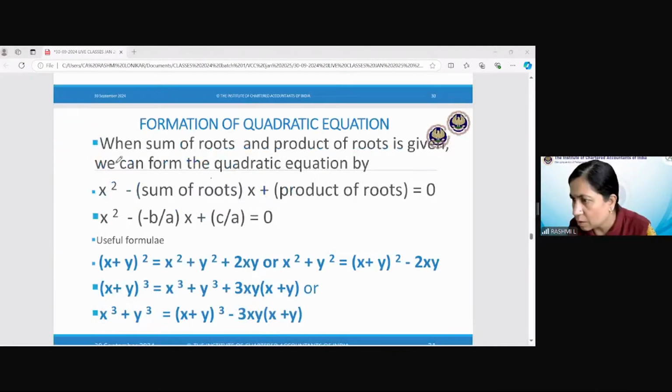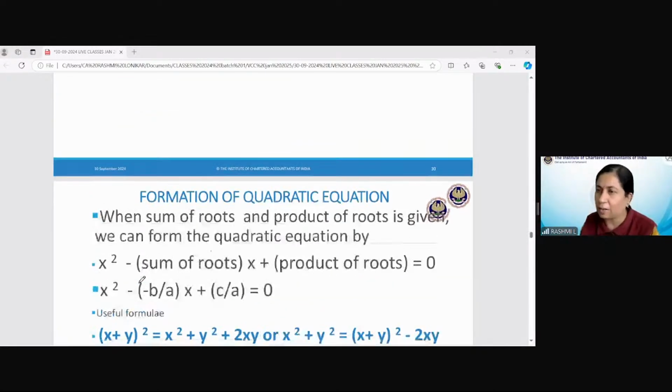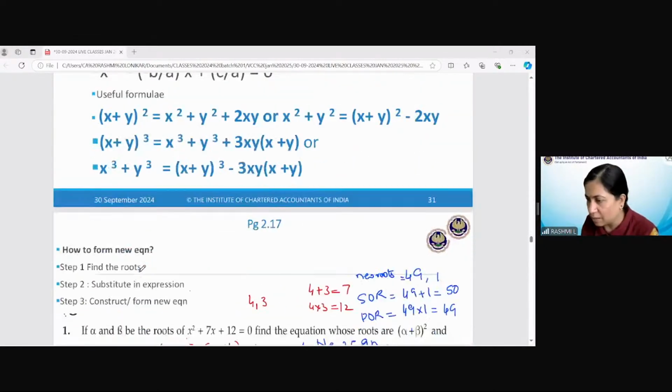So sum of roots is given, product of roots is given. So x square minus (sum of roots) x plus product of roots is equal to 0. You can use this algebraic equation formula that you already know, and you can find the answer.